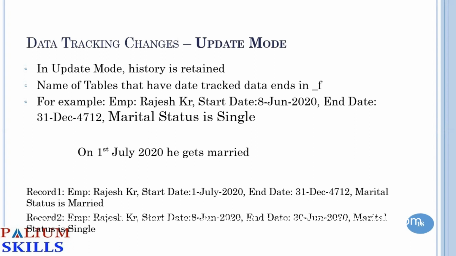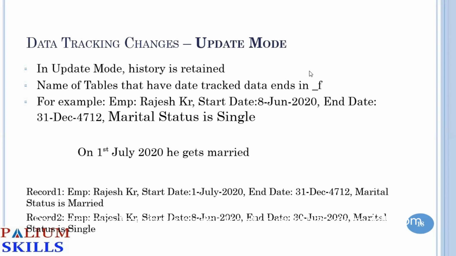So you have two records. Initially you had the record like this: start date 8th of June, end date 31st of December 4712, marital status single. Now, when he gets married on 1st of July 2020, the system will automatically update it. You don't have to do anything. All that you have to do is say the change you're doing is in update mode.